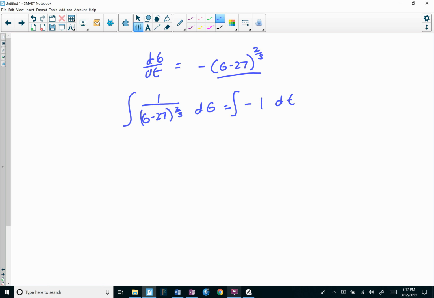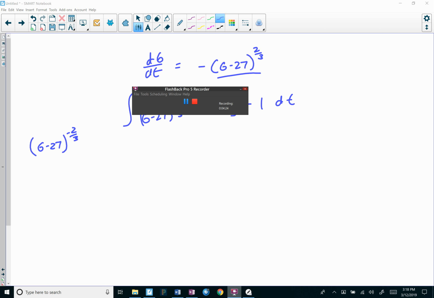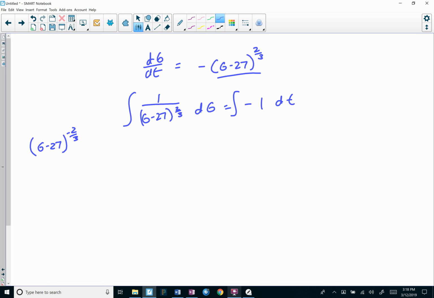Now remember, that's a little substitution problem. That's (g minus 27) to the negative 2/3. Do a little substitution. We don't really need to because the derivative on the inside is 1. So when I do that, add 1 to the power and divide by it. But I skipped my substitution there. You go ahead and show it if you need to. I have negative t plus c. Don't forget your c there.